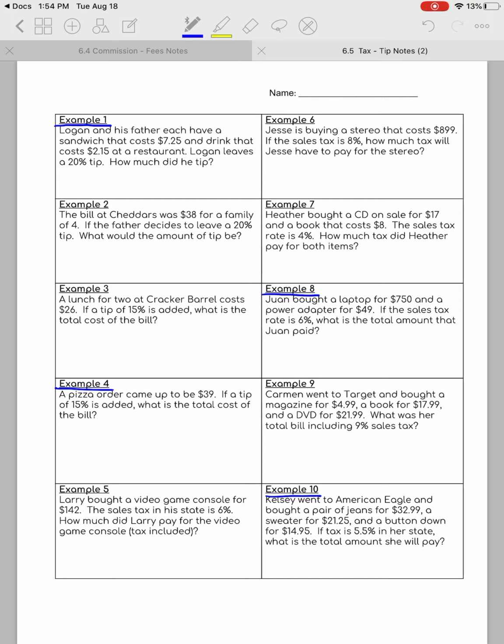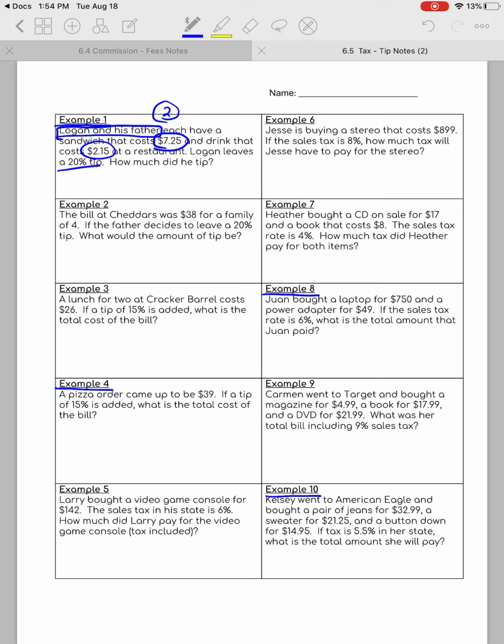Okay. Logan and his father each have a sandwich that costs $7.25 and a drink that costs $2.15. Logan leaves a tip for 20%. How much tip did he leave? Well, first off, who's there? It's Logan and his father, right? That means there's 2 people. Each have a sandwich that costs $7.25 and a drink that costs $2.15. Then he leaves a 20% tip.